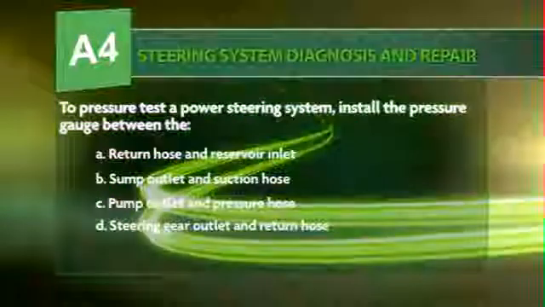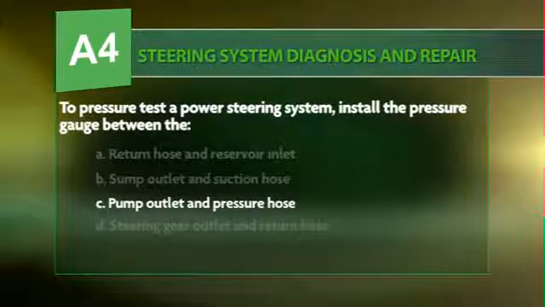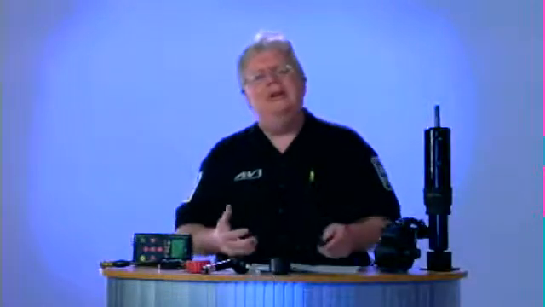But to answer the question, where do you put that gauge? The question's correct answer is C, between the pump outlet and the pressure hose, or the high pressure side of the system. Next question might come up, and here's where you might look at a chart and see what symptoms are, what pressures are, and see what makes most sense.